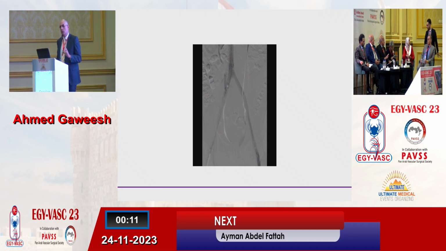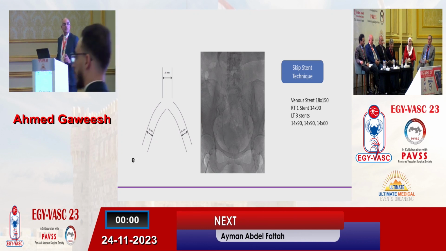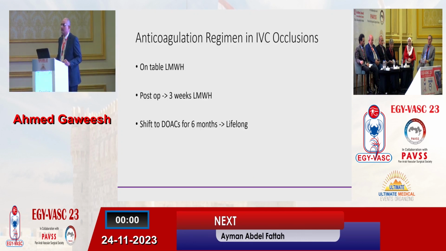So we were sure that we stented from healthy segment to healthy segment using this configuration, and that's what we use. The venous stent 18 by 150, on the right side one stent 14 by 90, which is not inside the caval stent, and the left 3 stents till the common femoral, and that's it.